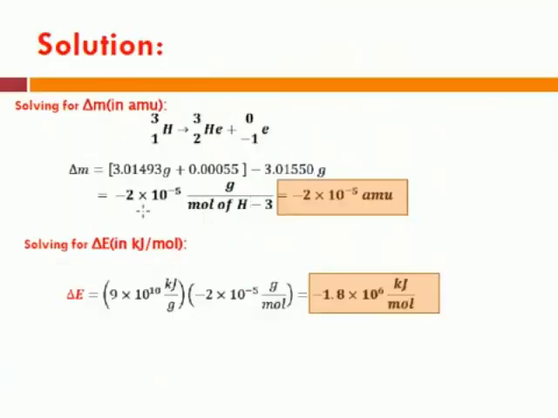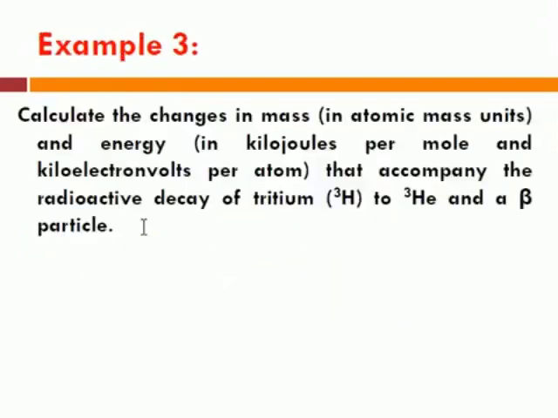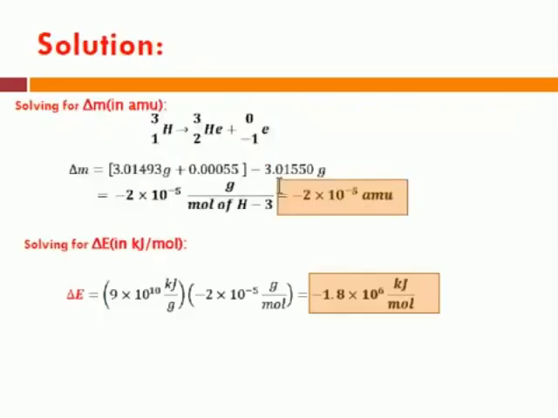Okay, and you will get negative 2 times 10 raised to negative 5 grams per mole of tritium. Or you can write AMU because 1 gram per mole is equal to 1 AMU. Then, we are asked to find the energy in kilojoules per mole and kilo electron volts per atom.